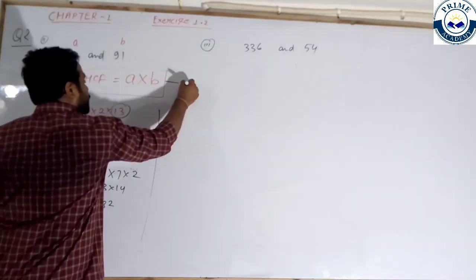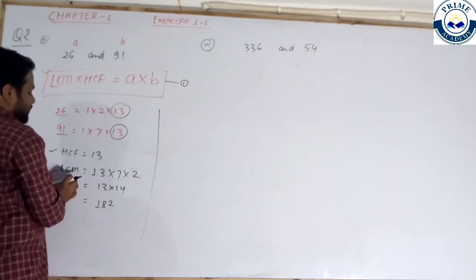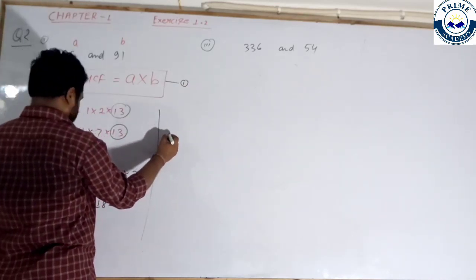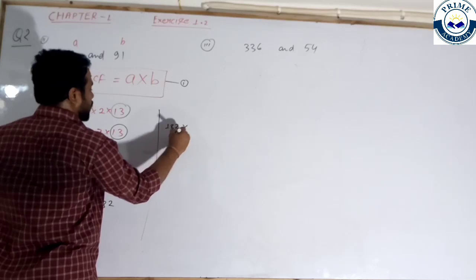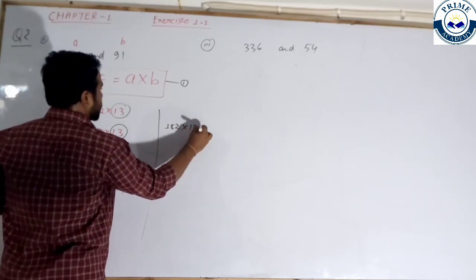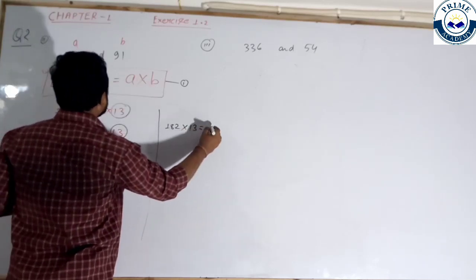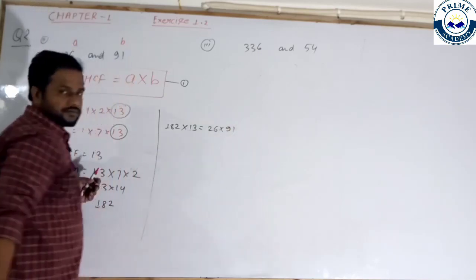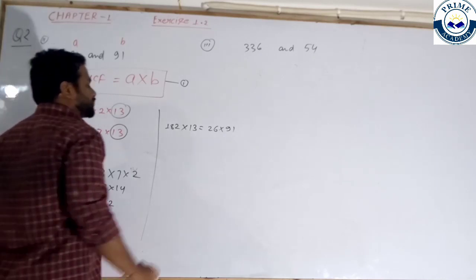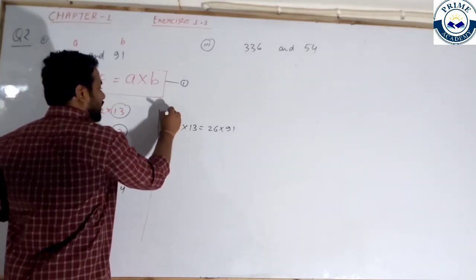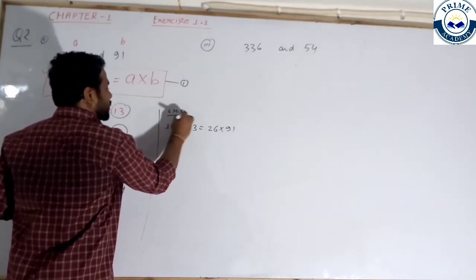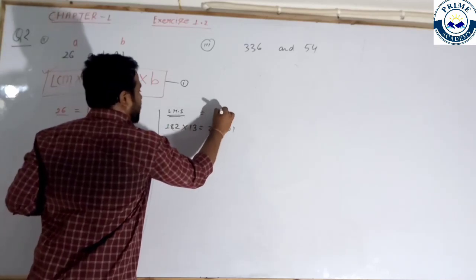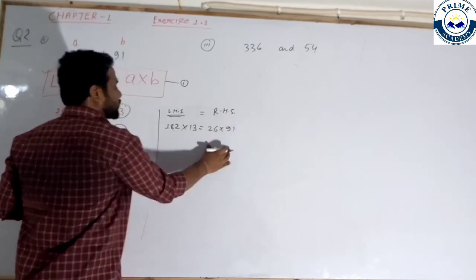I suppose this is equation number 1. We just put LCM and HCF here. What is LCM? 182. What is HCF? 13. A into B. What is A? That is 26. What is B? That is 91. Right? So we just multiply, your left hand side should be equal to right hand side. This is the equation, right?